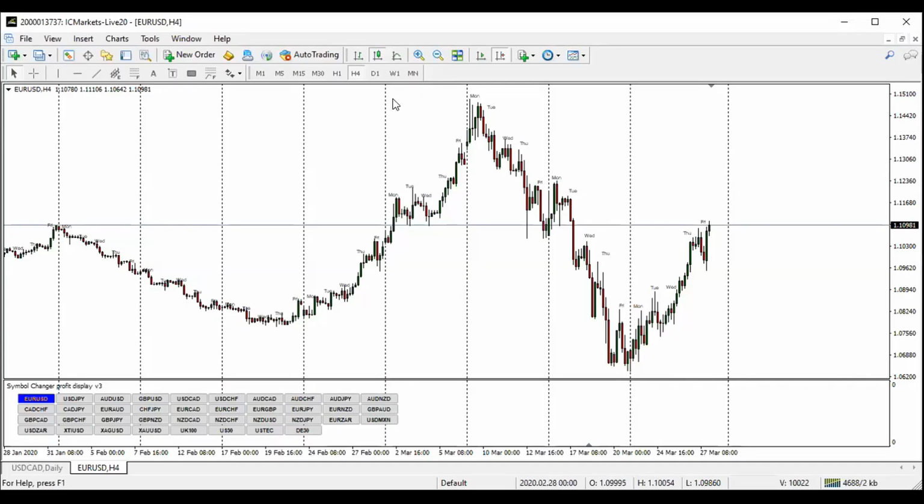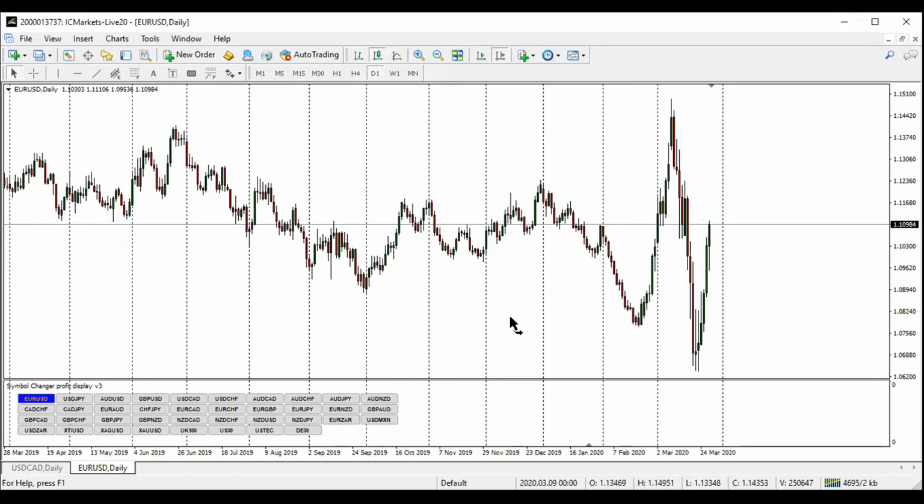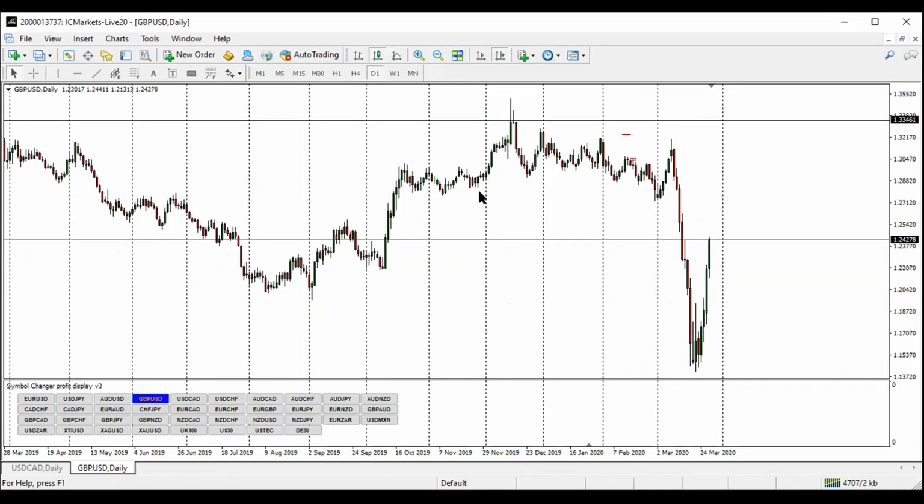Now, let's look at daily. Let me just look at some particular pair. Let me see GBP USD. I think there is a pattern there. Now, look at GBP USD. Can you see that pattern in place?